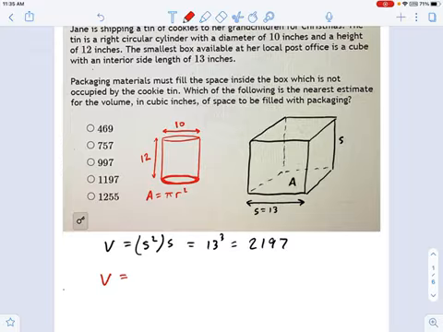Now the radius is half the diameter. So we're looking at pi r squared. That's the easiest way to say it. And then I'm going to take that base and multiply it upwards times the height of this cylinder. So it's pi r squared times h. That's the formula for the volume of a cylinder. Now, the radius is 5 because the diameter is 10. So we're dealing with pi times 5 squared times a height of 12.